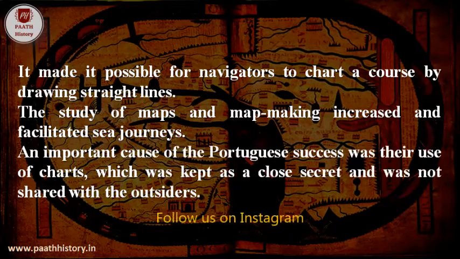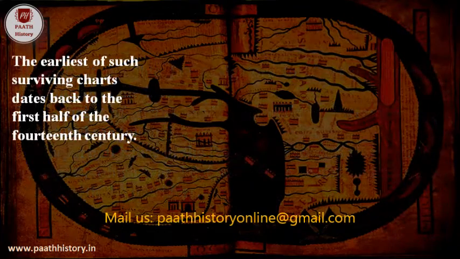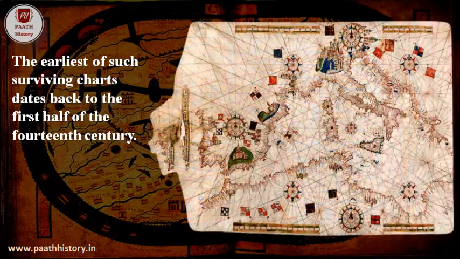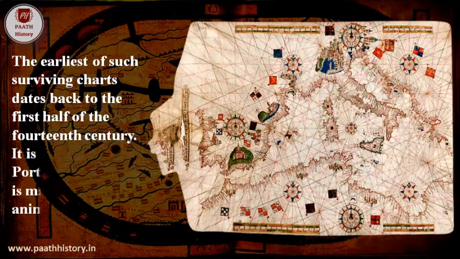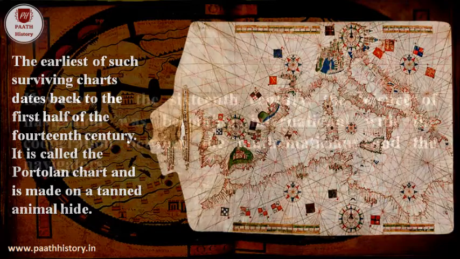An important cause of the Portuguese success was their use of charts, which were kept as a close secret and not shared with outsiders. The earliest of such surviving charts dates back to the first half of the 14th century. It is called the Portolan chart and is made on a tanned animal hide.